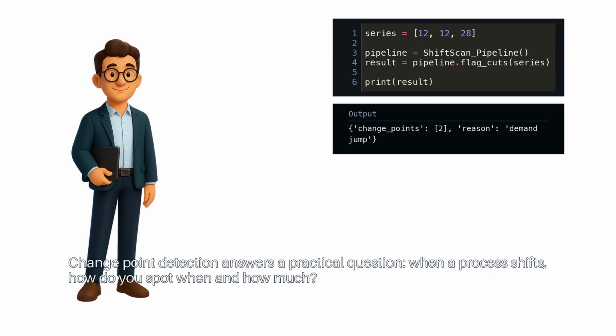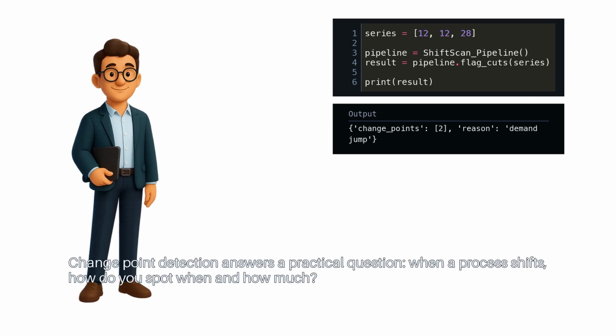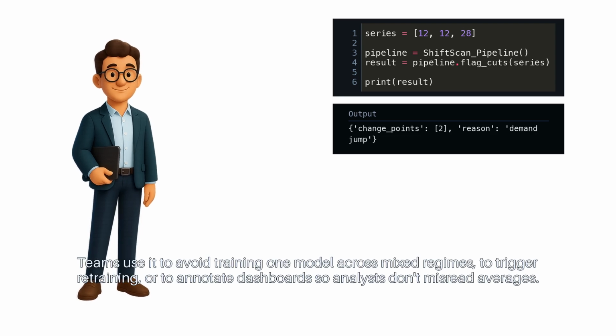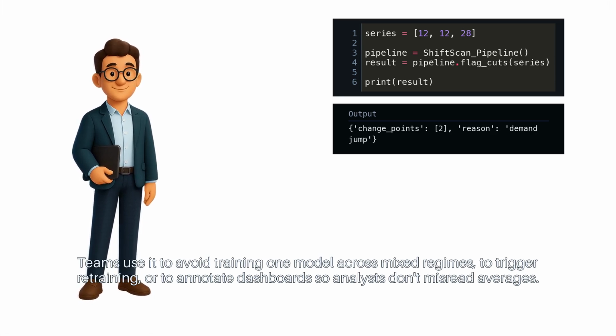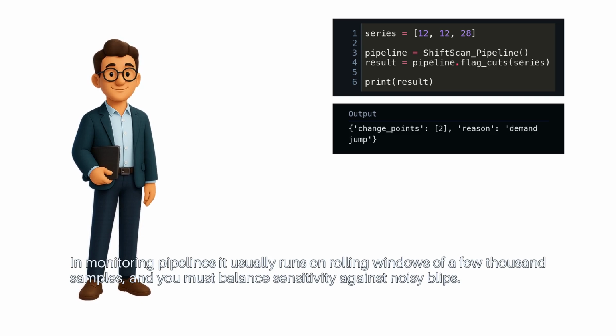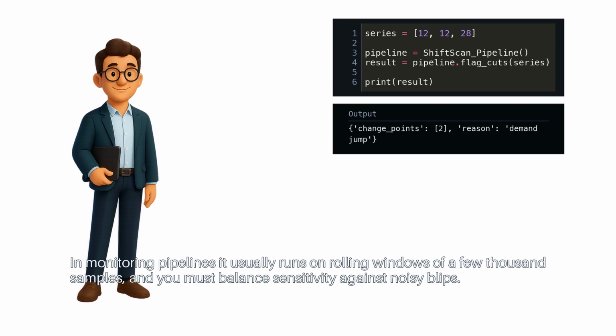Change point detection answers a practical question. When a process shifts, how do you spot when and how much? Teams use it to avoid training one model across mixed regimes, to trigger retraining, or to annotate dashboards so analysts don't misread averages. In monitoring pipelines, it usually runs on rolling windows of a few thousand samples, and you must balance sensitivity against noisy blips.